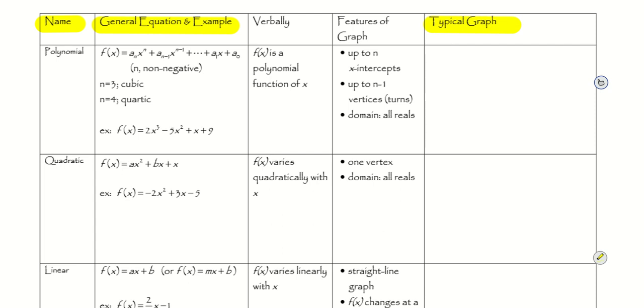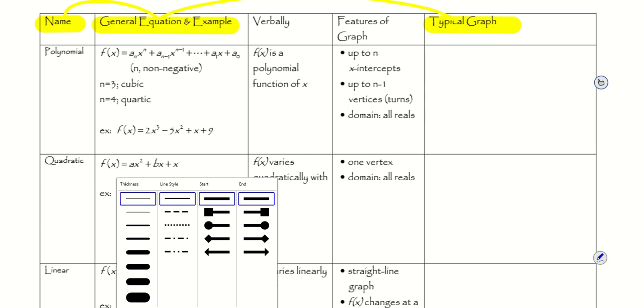So these 3 should be paired together. You should be able to go from the name to the general equation to the graph, or in any other order.